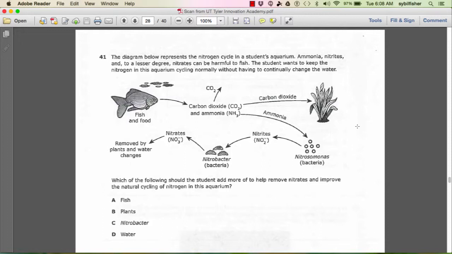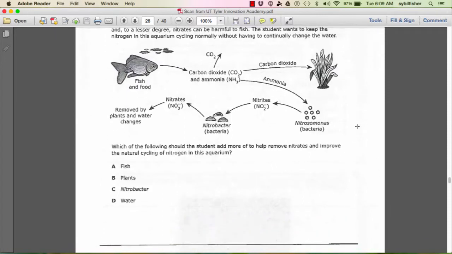Which of the following should the student add more of to help remove nitrates and improve the natural cycling of nitrogen in this aquarium? A. Fish, B. Plants, C. Nitrobacter, or D. Water.